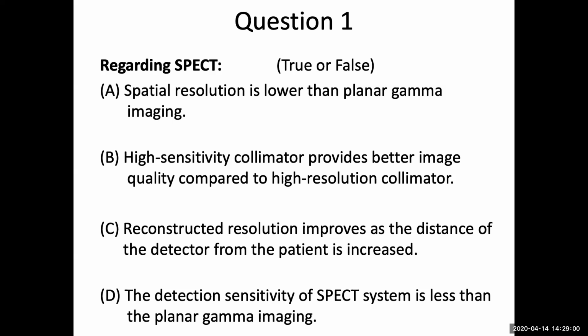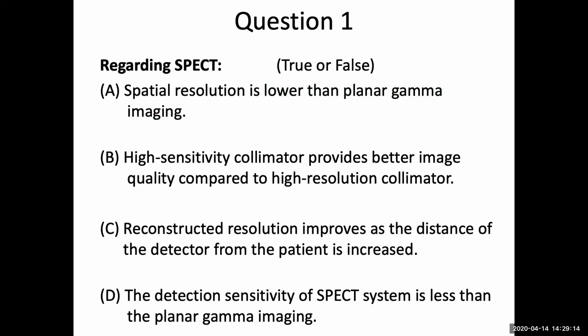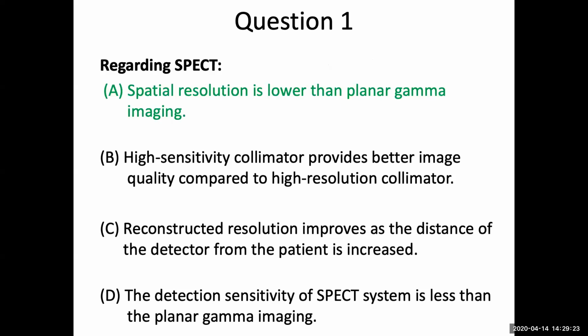So D is the true, you mean detection sensitive SPECT system. So just to save time, let's just go and see the answers. Okay, this is the only true one in this question because spatial resolution is lower than a planar gamma image. So the spatial resolution of SPECT is lower than planar gamma imaging.